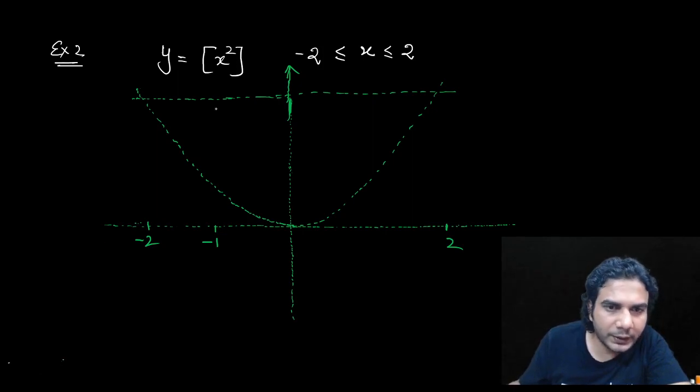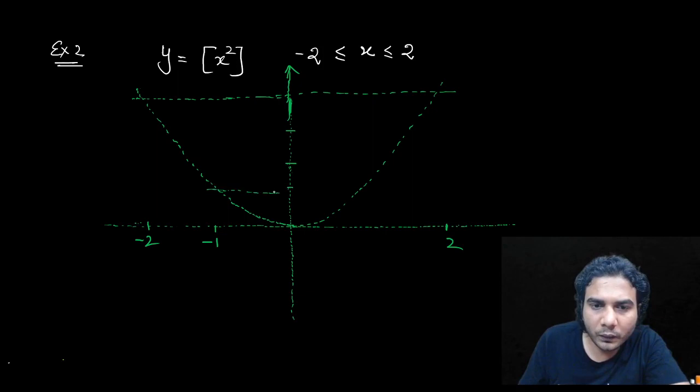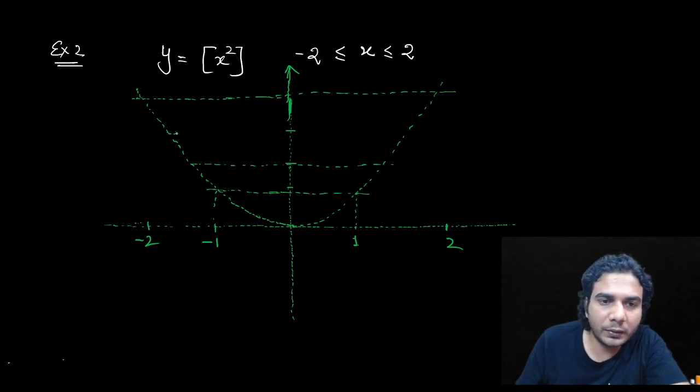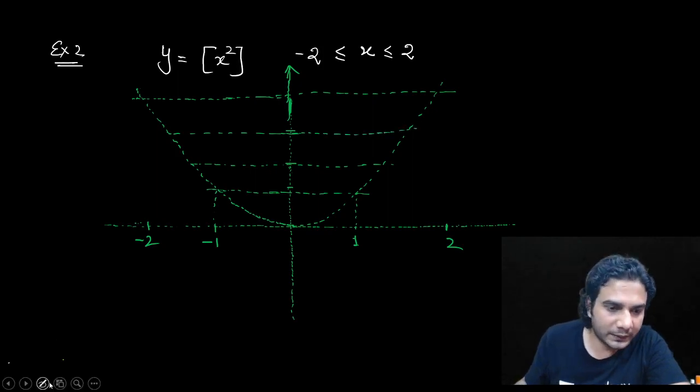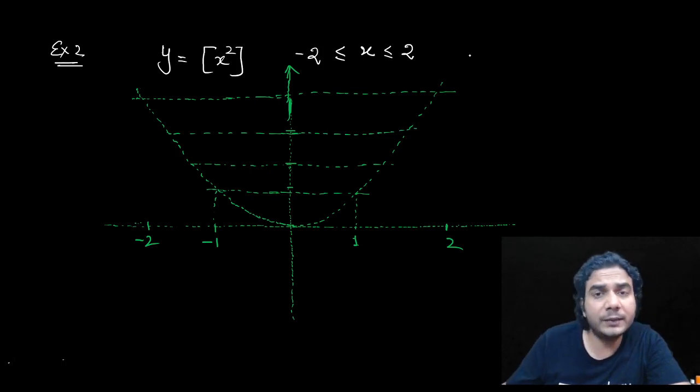Okay, so let's plot these horizontal lines first of all. Then 3, then 2, and then 1. So this is going to be one line. Here it will be 1. But at x is equal to 1, x square is 1, and minus 1 also. And then you can plot the y is equal to 2 line, and the y is equal to 3 line. Once you have practice, you can do it very fast. I'm just trying to explain it, so I'm doing it very slowly.